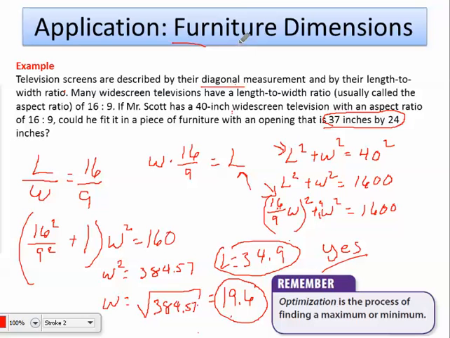Didn't know that a 40-inch TV would fit in a 37 by 24-inch case, did you? That's the way it works.